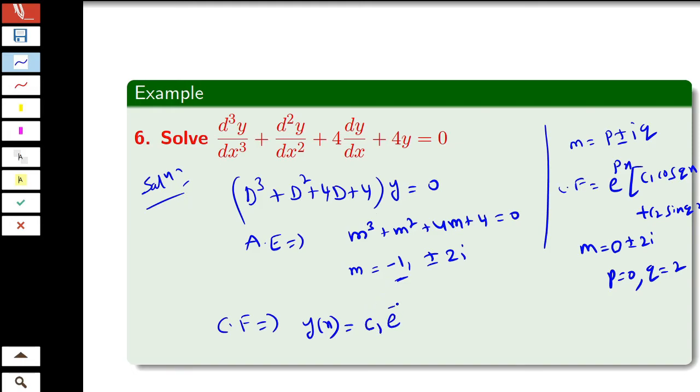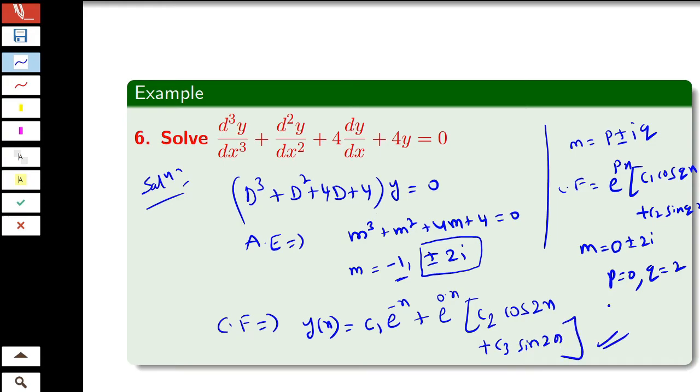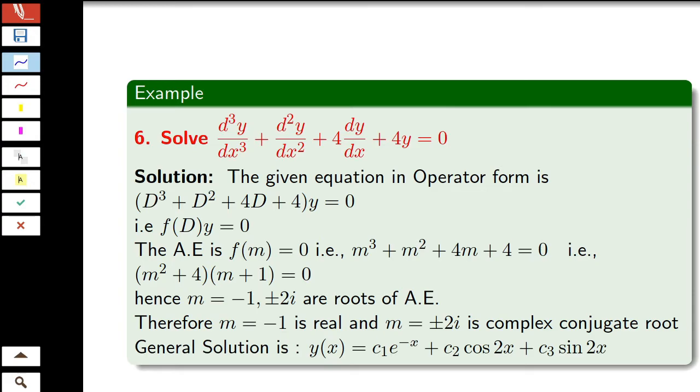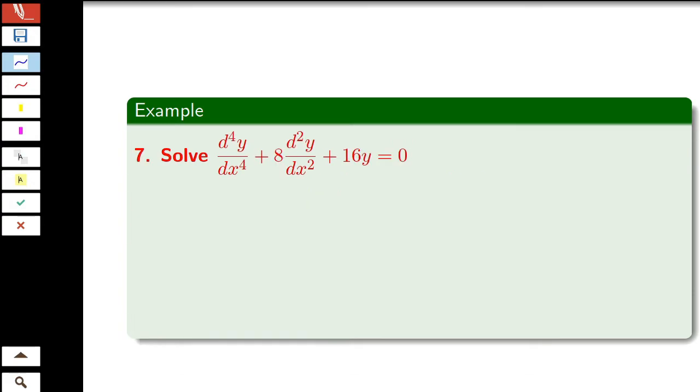So c1 e power minus x, plus, come to this complex conjugate root plus or minus 2i. There is no real part, it is 0. So e power 0 is nothing but 1. And c1 cos, already c1 is used, so you can start with c2 cos qx. What is q? 2x. Plus c3 sin 2x. Right? If you are interested, you can note down this solution. Then come to this 7th problem.